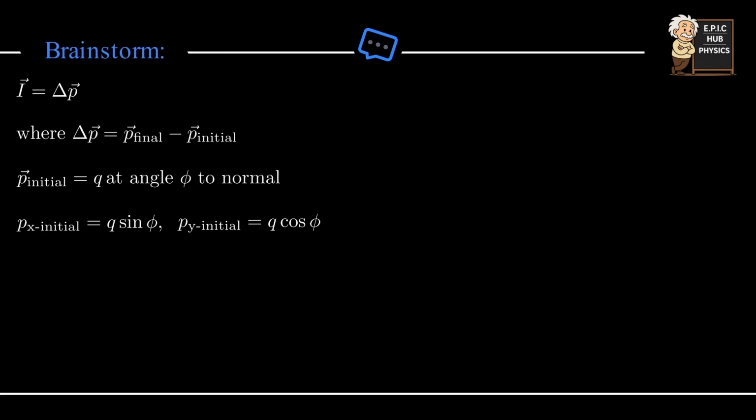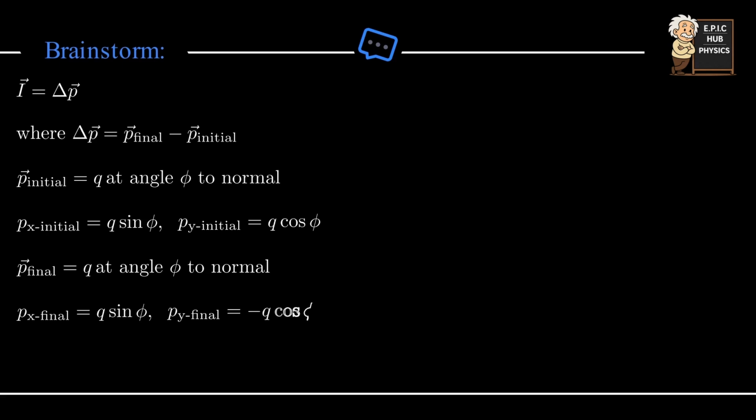After the rebound, the magnitude of the momentum remains the same, but the direction changes. So the final momentum, P final, is still q at an angle phi to the normal. The x component remains q sine phi, and the y component is now minus q cos phi, because the direction has reversed. Next, let's find the change in momentum along the normal direction.